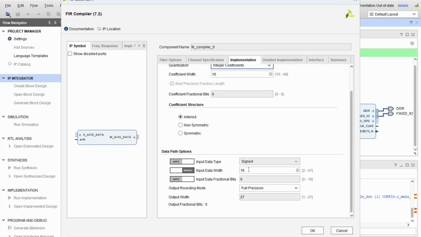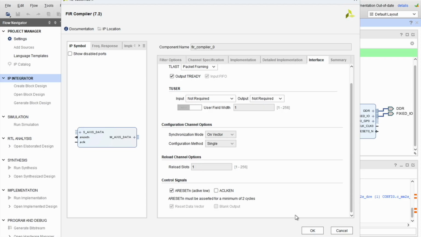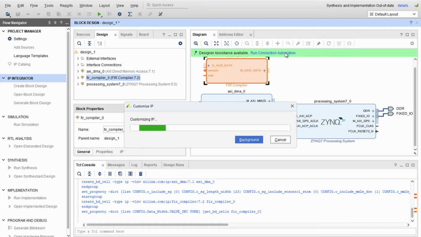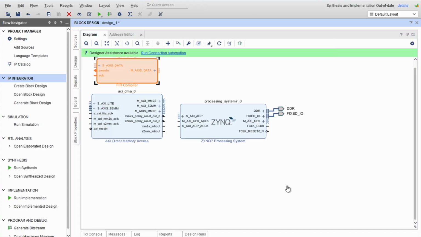The input data width is at 32. In the interface tab, my T last is at packet framing. I will enable output T ready and add control signals like A reset N. Next, we run the connection automations.